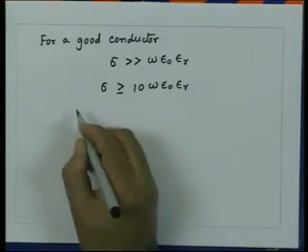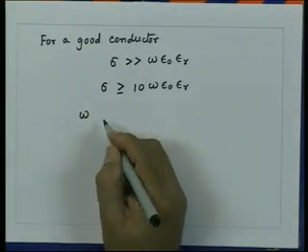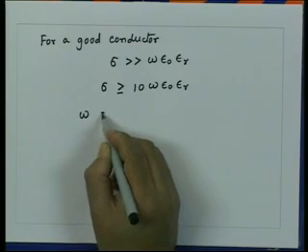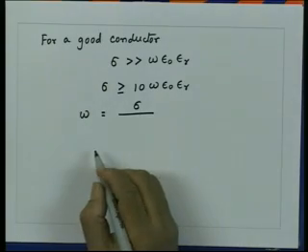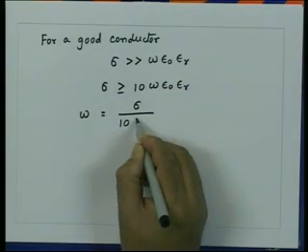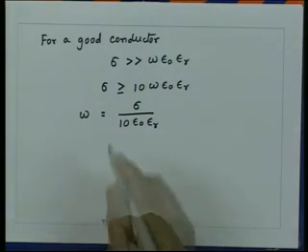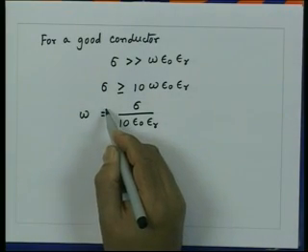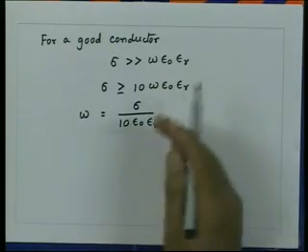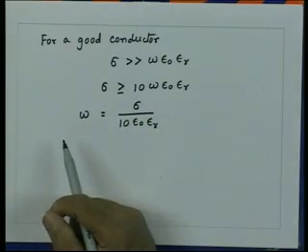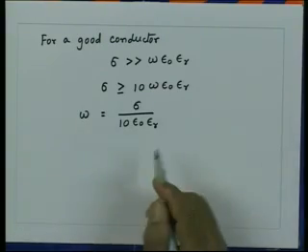From here then I can find the frequency, omega, that is equal to sigma upon 10 times epsilon 0 epsilon r. So, if the frequency is less than this, then the material will behave like a good conductor. If the frequency is more than this, then we will say it is no more a good conductor.